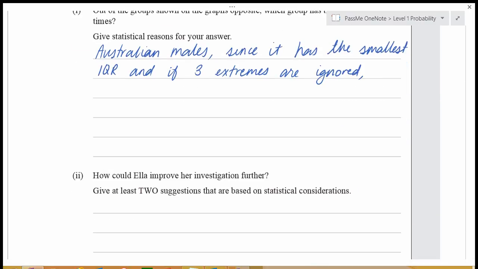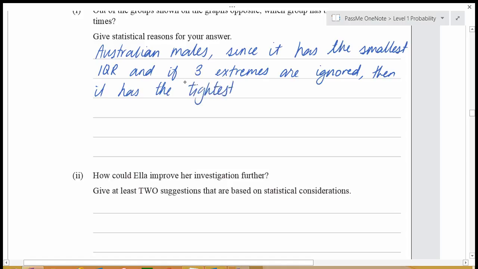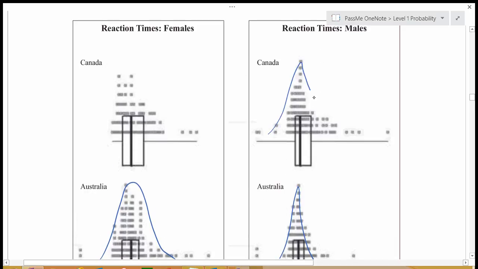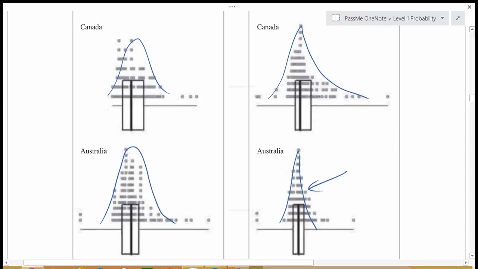So if 3 extreme values are ignored, then it has the tightest, and we'll put that in inverted commas, tightest sample distribution. So what we mean by that is that if we look at the other distributions roughly, there's Australian females, Australian males, Canadian males and Canadian females. Of all of those, the tightest one is definitely the Australians. All the others are much more spread out.